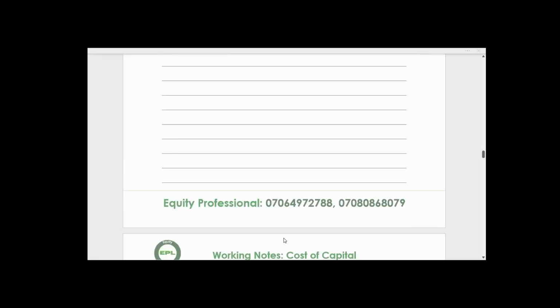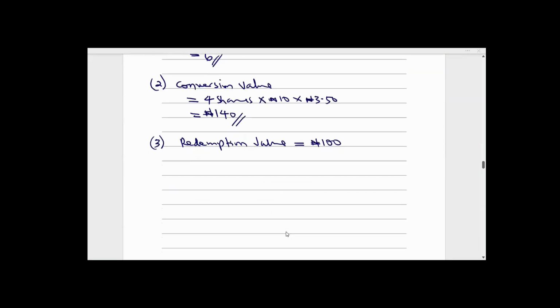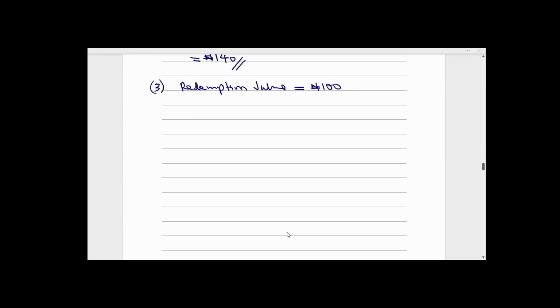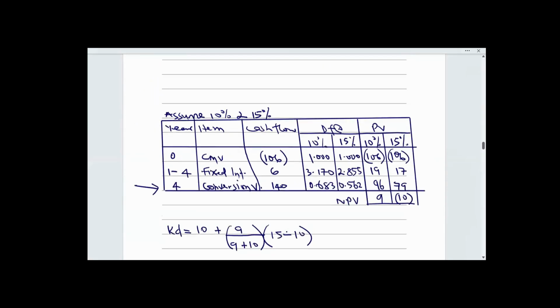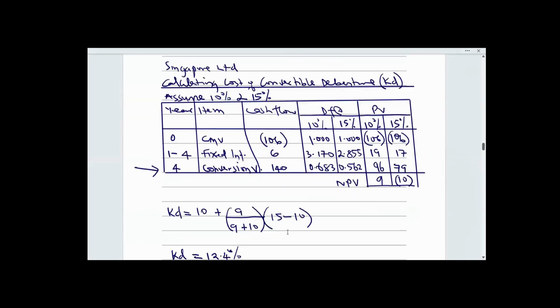Okay. Solution to illustration 14. Still on the same page. I think that's page 48 or 49. Let me confirm. Sorry, page 32.